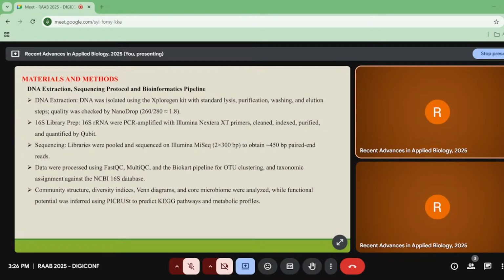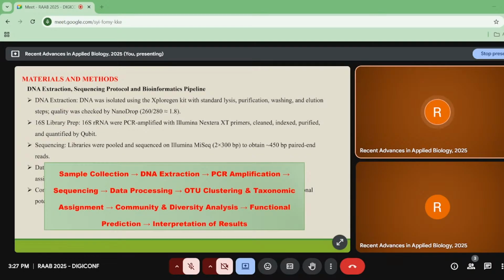So, material and methodology, I'll skip this part because we did it based on outsourcing. But just to simplify, we collected the samples, did DNA extraction, PCR amplification, then sequencing. After sequencing, we did data processing. Then with the data we generated, we checked taxonomy group-wise, and we checked the diversity and the functional prediction.